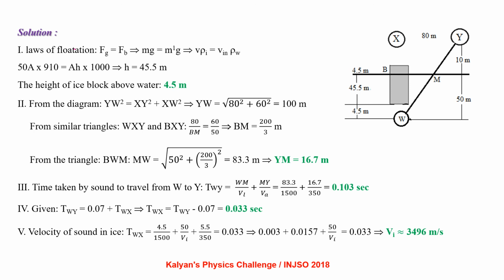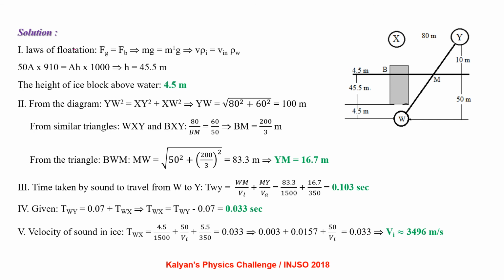Applying laws of flotation, gravitational force equal to buoyancy force, mg equal to m dash g, that is V into rho of ice equal to V in into rho W, which gives us height to be 45.5 meter. So the height of ice block above water is 4.5 meter. From the diagram, YW square equal to XY square plus XW square, which gives us YW equal to root of 80 square plus 60 square, which is 100 meter.